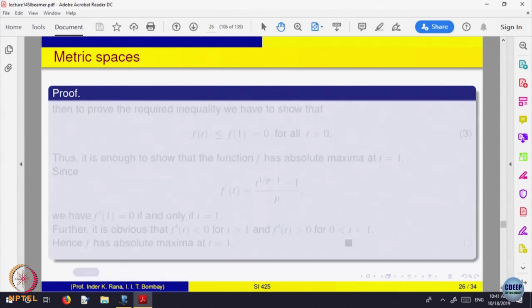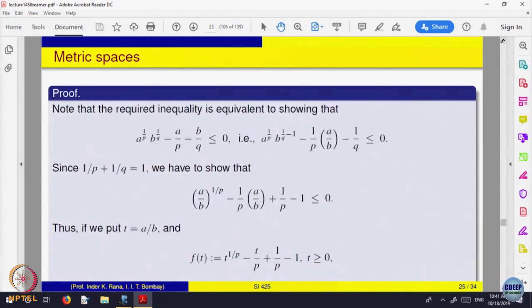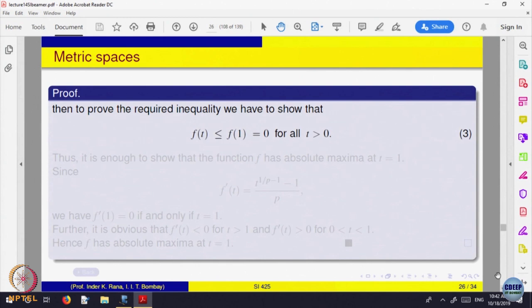So, let us look at the proof. We want to show f of t is less than or equal to f of 1, which is equal to 0. At 1, the value is 0. Is it okay? At the point 1, what is the value? That is 0. So, we want to show f is a function defined by this quantity, and this function attains its extreme value 0 at the point t equal to 1. So, a calculus problem now. How do you solve that in calculus? Take the derivative, set it equal to 0, and analyze. Either you can analyze the second derivative at that point, or just look at left and right. So, you do that.